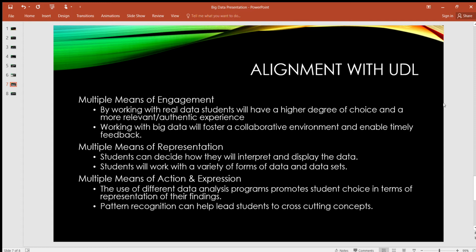Alignment with UDL. So in terms of multiple means of engagement, by working with real data, students will have a higher degree of choice and a more relevant and authentic experience. It's going to foster a collaborative environment and enable timely feedback. In terms of representation, students can decide how they want to interpret and display the data. Students will work with a variety of forms of data and data sets. In terms of multiple means of action and expression, the use of different data analysis programs promotes student choice in terms of representation of their findings. Pattern recognition can help lead students to those cross-cutting concepts that are part of our standards.